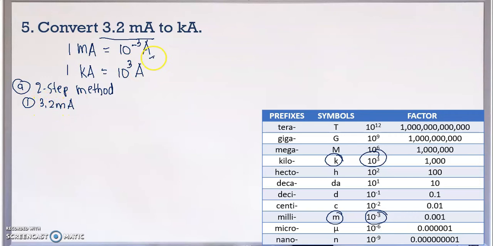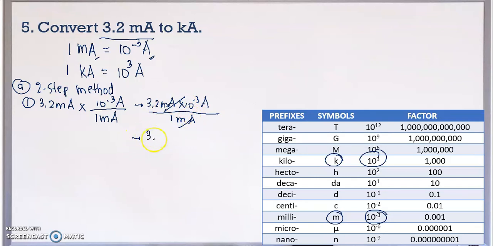3.2 milliamperes multiplied to the first fraction, which is 10 raised to negative 3 ampere divided by 1 milliampere. This is equal to 3.2 milliamperes times 10 raised to negative 3 ampere divided by 1 milliampere. Cancel out milliampere and the answer will be 3.2 times 10 raised to negative 3 ampere. This measurement will be our initial measurement for the second step.